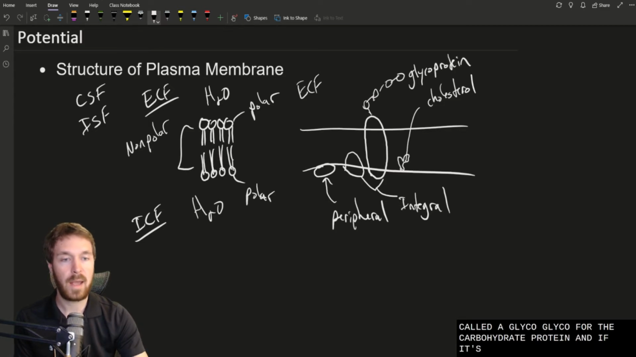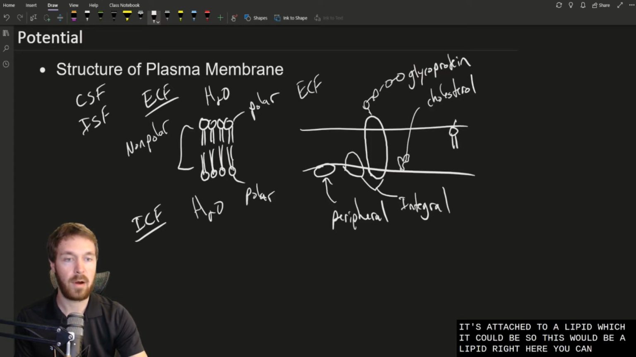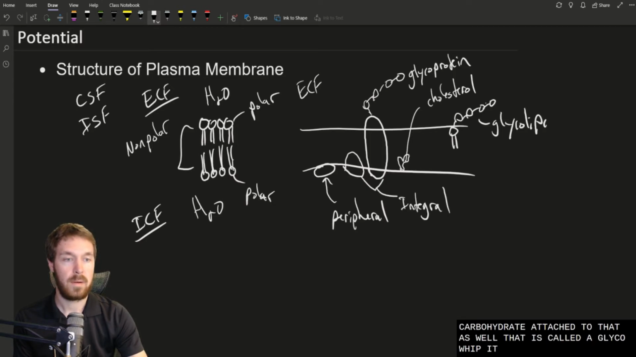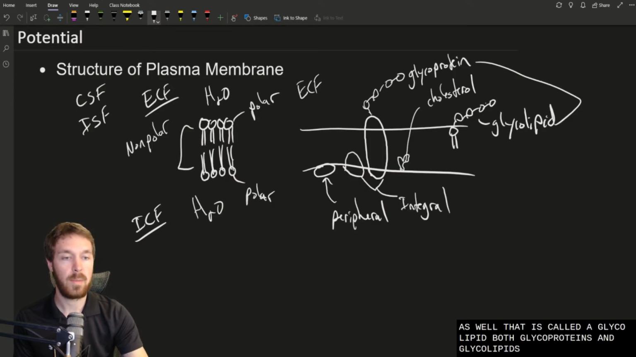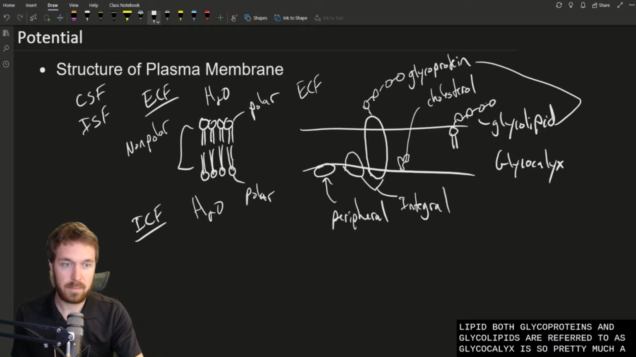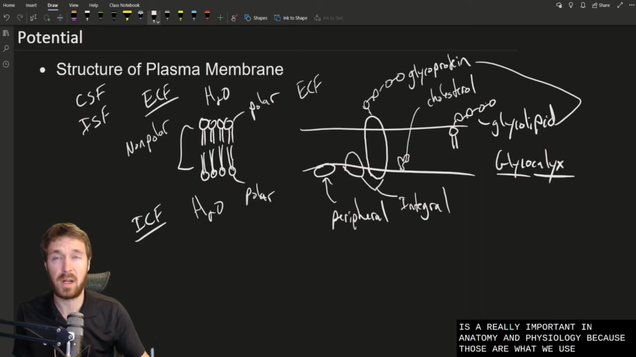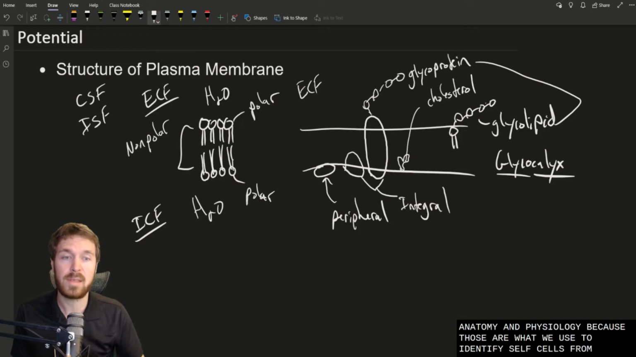And if it's attached to a lipid, which it could be, so this would be a lipid right here, you could have a carbohydrate attached to that as well. That is called a glycolipid. Both glycoproteins and glycolipids are referred to as glycocalyxes. So pretty much a sugar tail is what that literally means. So glycocalyxes are really important in anatomy and physiology because those are what we use to identify self cells from non-self cells in our immune system.